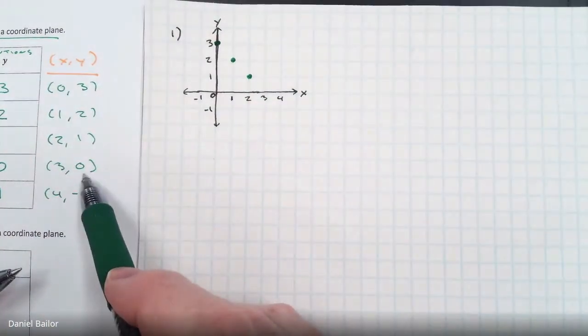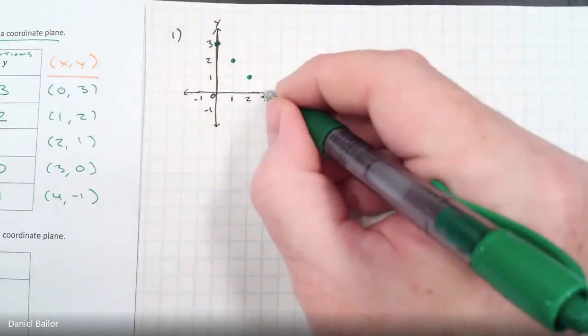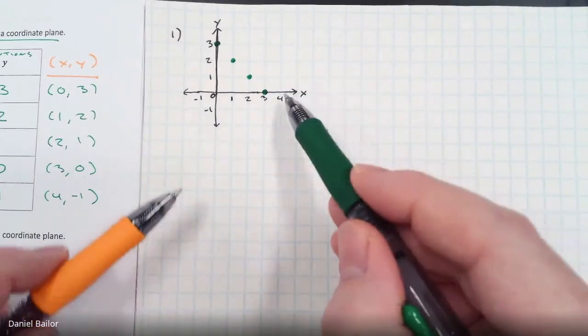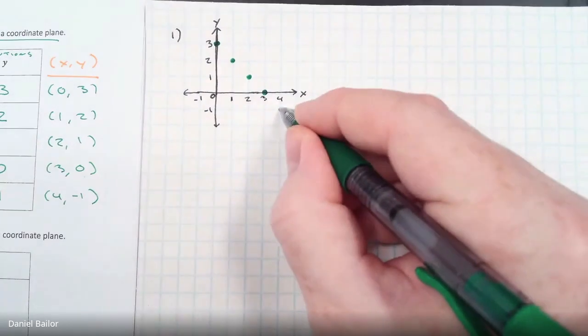3, 0: 3 on the x, 0 on the y. They hit right here, so that's a point. 4 on the x, -1 on the y. They hit right here. That's a point.